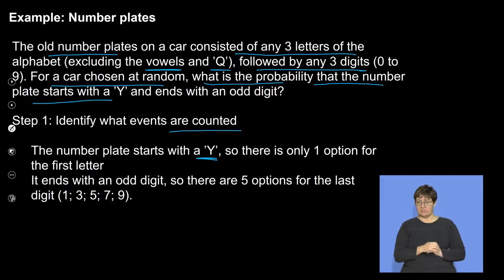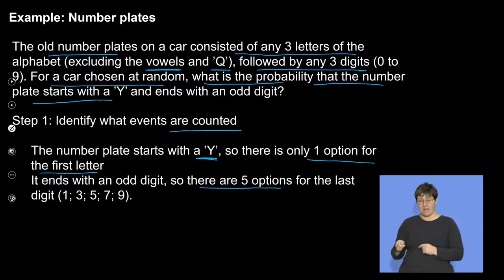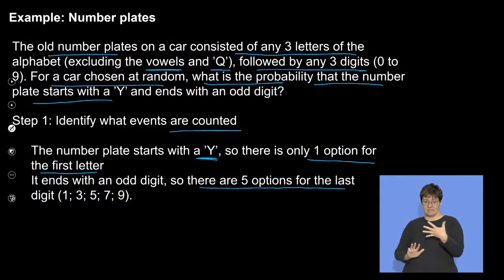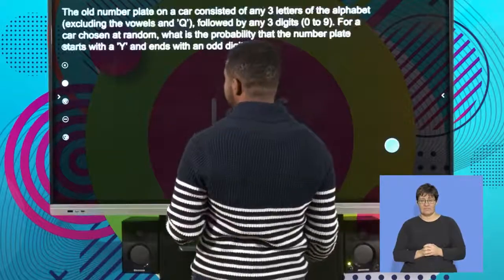So there's only one option for the letter because it must start with Y. If it ends with an odd digit, there are 5 options for the last digit, which is 1, 3, 5, 7, 9. Okay. Then from there, let's see.